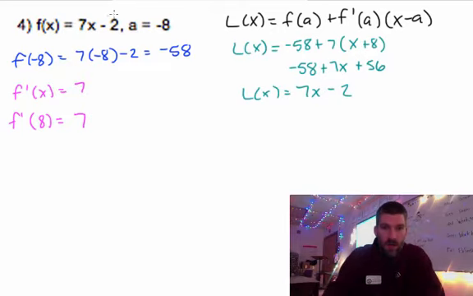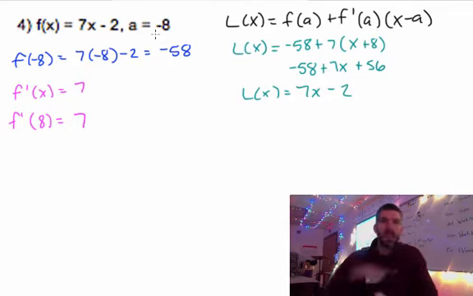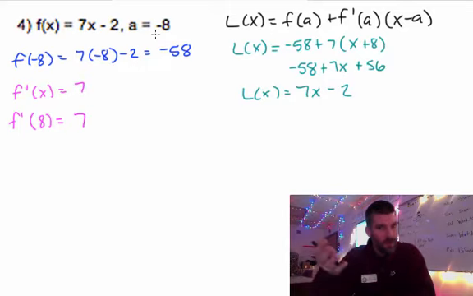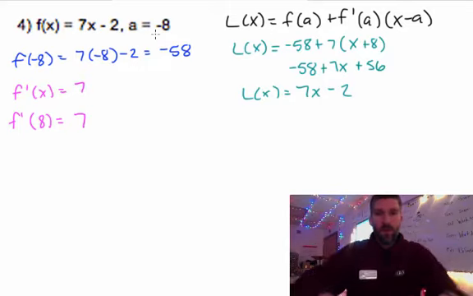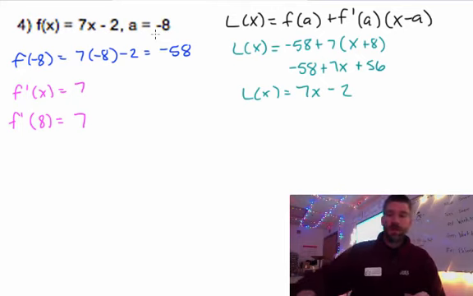And what are we talking about? That means on the curve 7x minus 2 at the point negative 8, when x is negative 8, what shape does my tangent line look like? And it looks like 7x minus 2. And if you think about it, that's the kind of line we're dealing with. Okay? Kind of makes sense. So there you go, linearization. We're going to do a few of these now, and hopefully by the time we're done with these, you'll be experts.